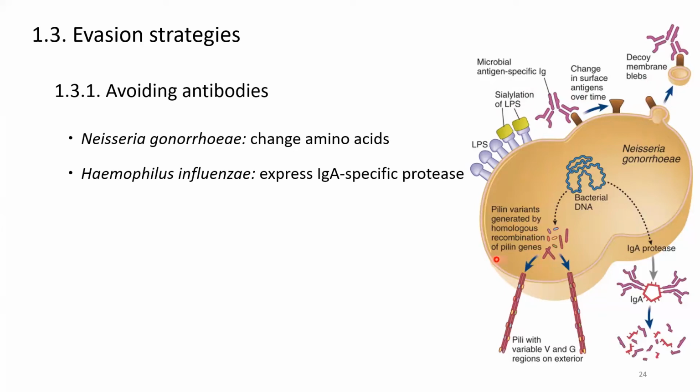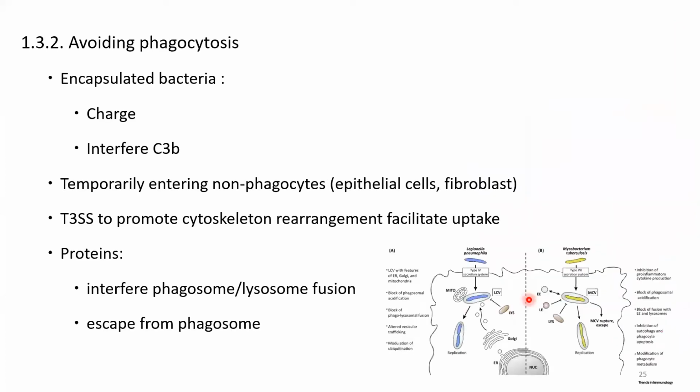And this is some bacteria can change their antigen. And some bacteria can avoid phagocytosis. As I explained, phagocytosis is a very important mechanism in order to engulf, digest, and present antigen. But some bacteria, some pathogens, can avoid our phagocytosis mechanism. The first, some bacteria can produce capsule to cover their cell.